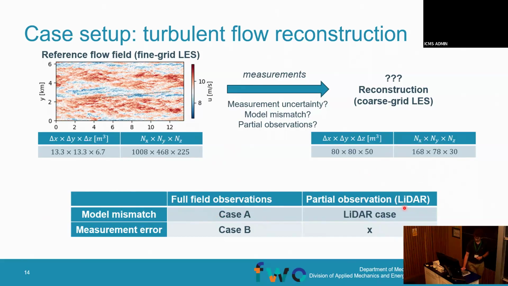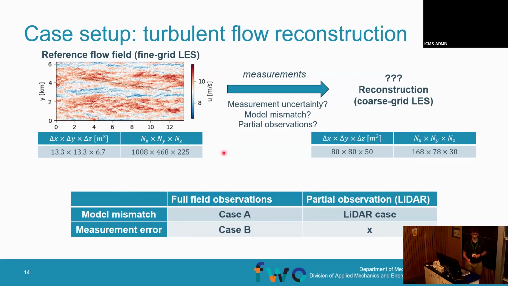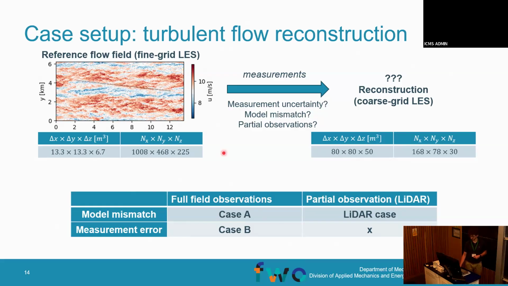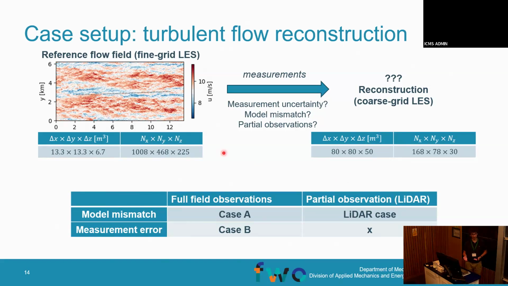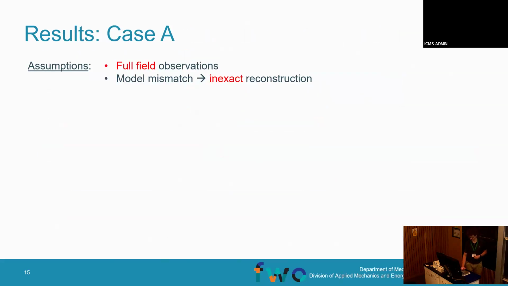Then there is also a LiDAR case, which is really more realistic, where we only consider partial observations of our flow originating from LiDAR measurements, which is the way measurements are usually collected in this context. And for each of these scenarios, we have applied our multiple shooting algorithm to see how well it performs, or if it even performs at all. So let's start with that.